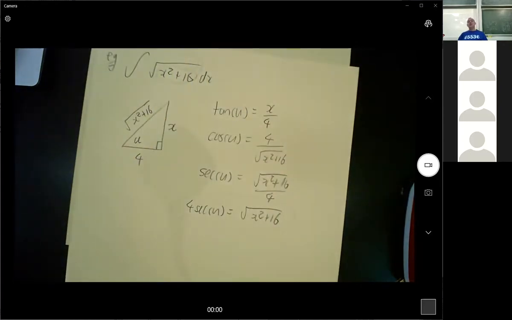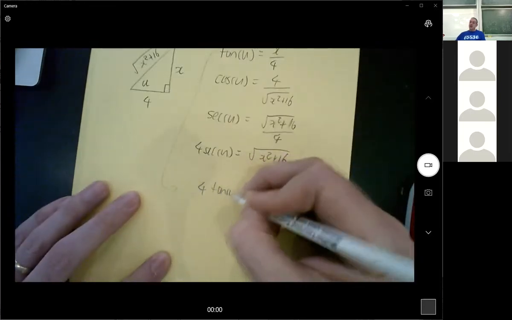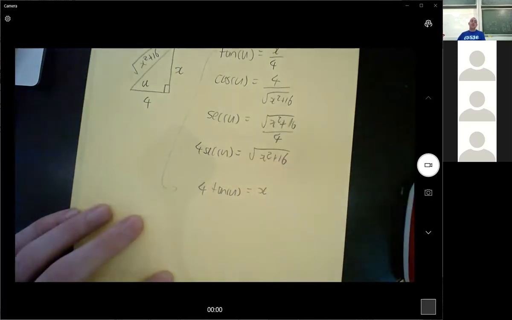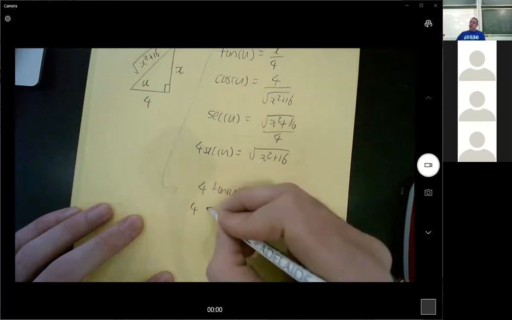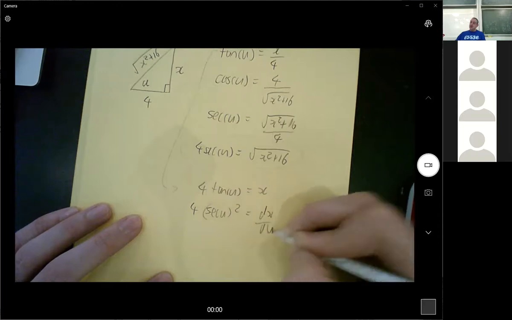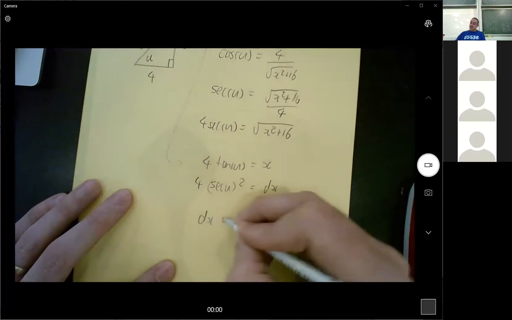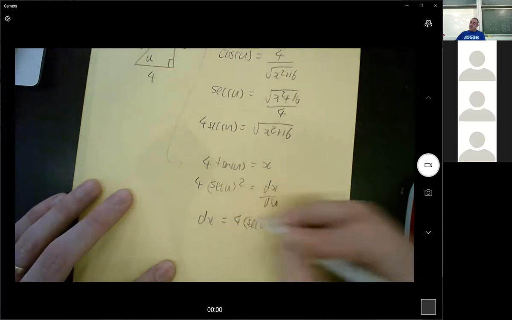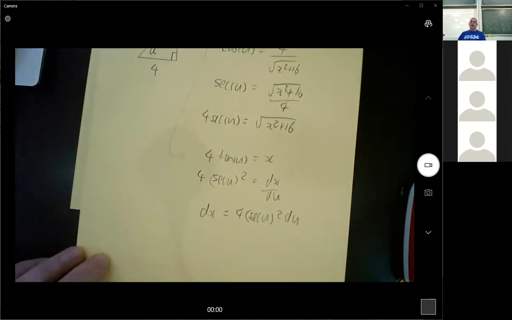But I'm still going to have to deal with the dx. So from this one, I've got that 4 tan u is what x is. And so if I do dx on du, I'll have 4 sec u squared is dx on du. And so the dx is now 4 sec u squared du. And this is going to turn to crap. Sorry, don't like it.